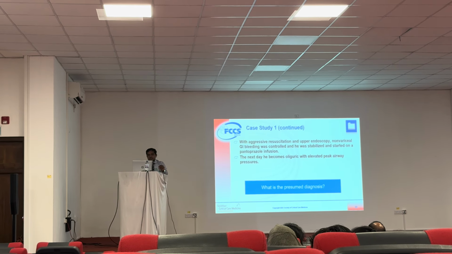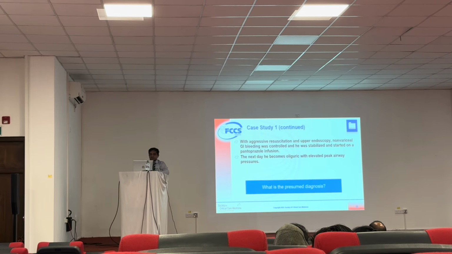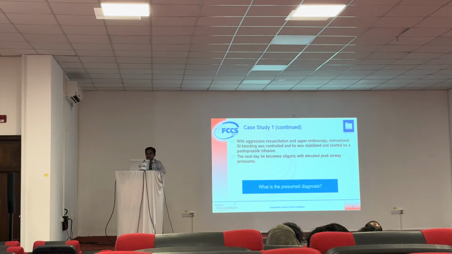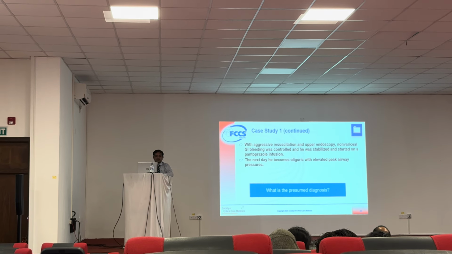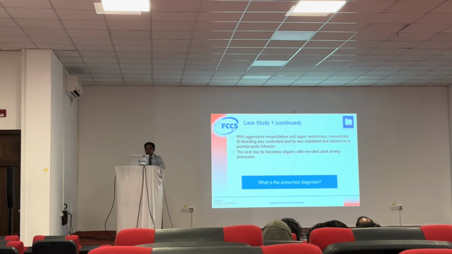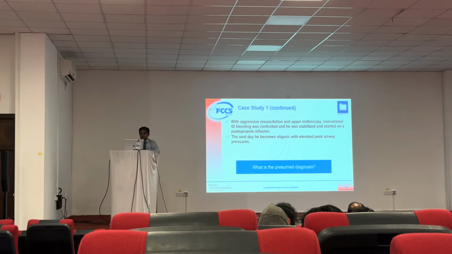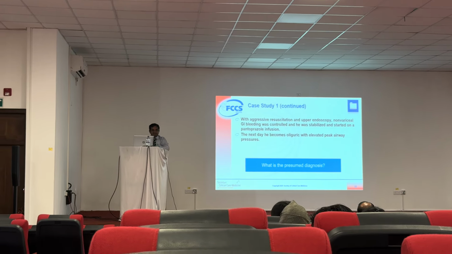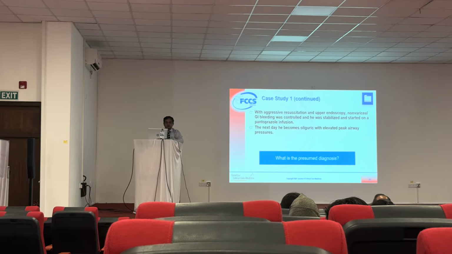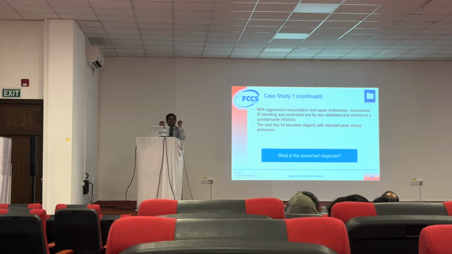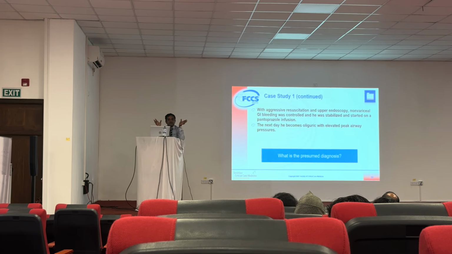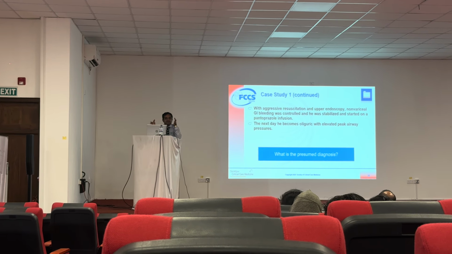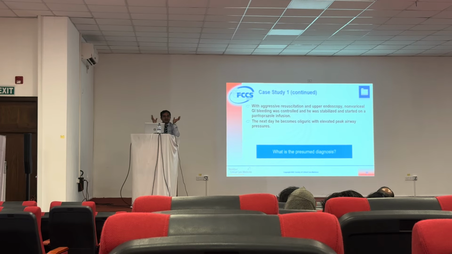Same patient, with your aggressive resuscitation and upper GI endoscopy, the non-variceal GI bleeding was controlled and he was stabilized and started on pantoprazole infusion. Next day he becomes oliguric with elevated peak airway pressure. Same patient, so you have tried to control all this. First you treated for pancreatitis. Second, what condition did you treat? GI bleeding.